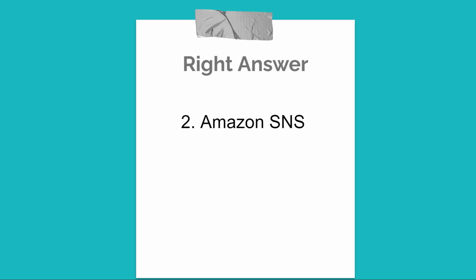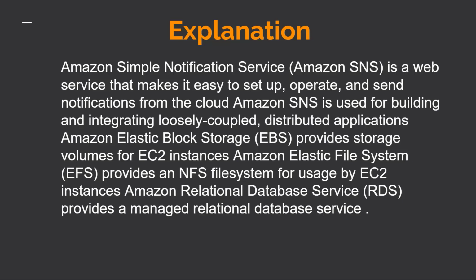Amazon SNS. Explanation. Amazon Simple Notification Service, Amazon SNS, is a web service that makes it easy to set up, operate, and send notifications from the cloud. Amazon SNS is used for building and integrating loosely coupled, distributed applications. Amazon Elastic Block Store, EBS, provides storage volumes for EC2 instances. Amazon Elastic File System, EFS, provides an NFS file system for usage by EC2 instances. Amazon Relational Database Service, RDS, provides a managed relational database service.